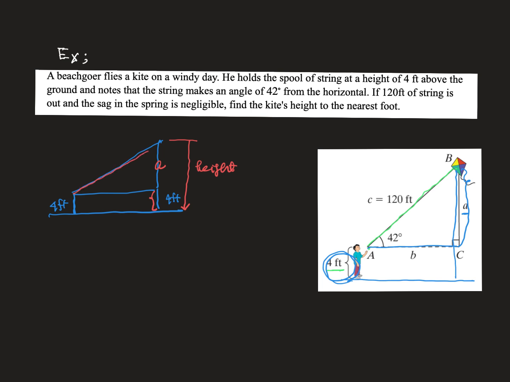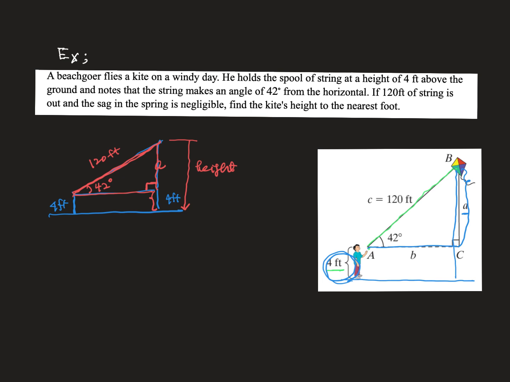This length of string, that's the 120 feet. Here is a right triangle. The elevation angle is 42. So we're going to use this right triangle to find the A value, that you figured out here. So let's find the A value.